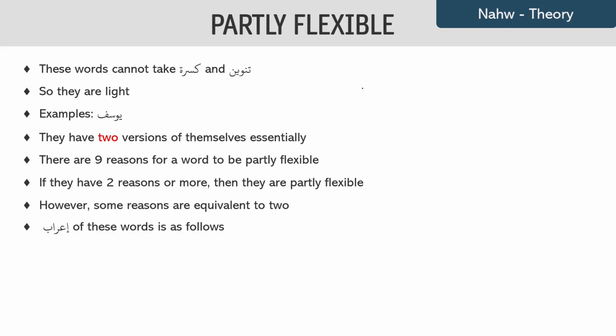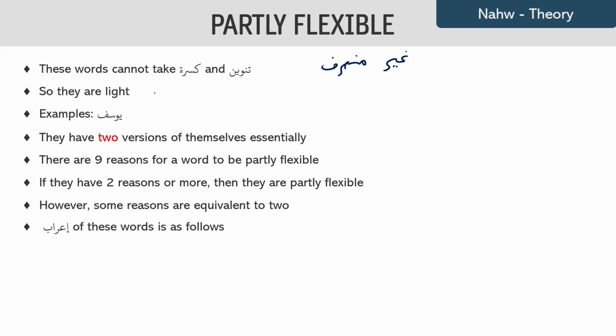And then we come to the partly flexible words, which is the harder one. So by default, every word in Arabic really has to be heavy. They can take all three kinds of harakat. So when a word can't do that, then it means that it is a bit special. So partly flexible words, which are called ghair munsarif in Arabic, cannot take kasra and they cannot take tanween, except in a specific circumstance, which I'll mention later.